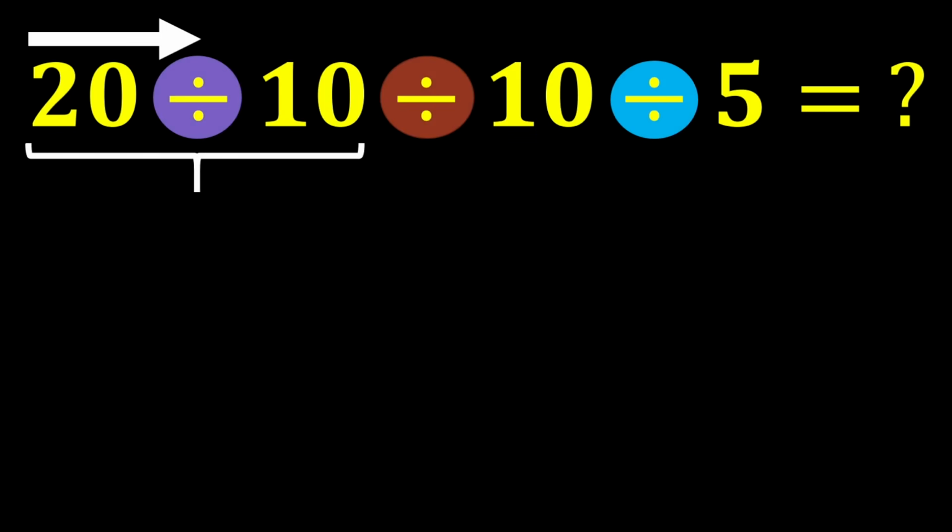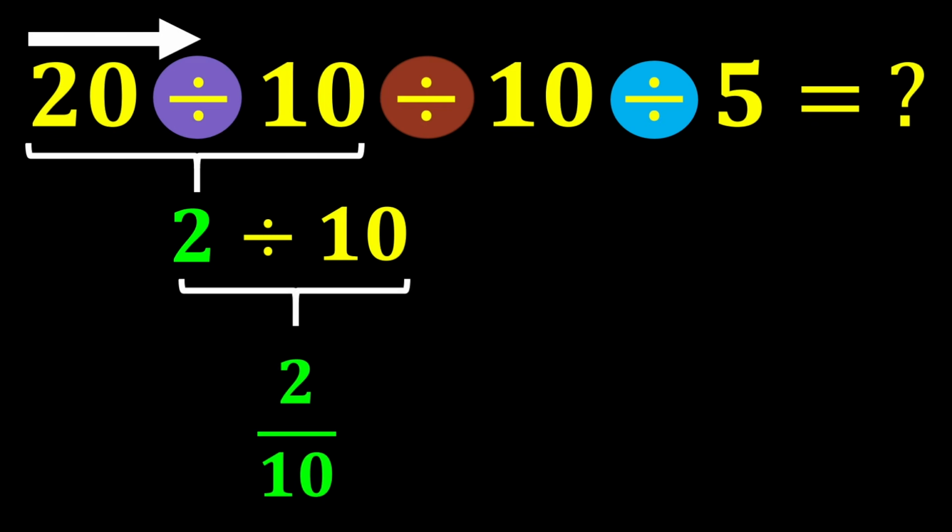20 divided by 10 gives us 2, and 2 divided by 10 gives us 2 over 10. If we simplify the numerator and the denominator of the fraction by 2, the fraction becomes 1 over 5. In the end, we must divide 1 over 5 by 5.